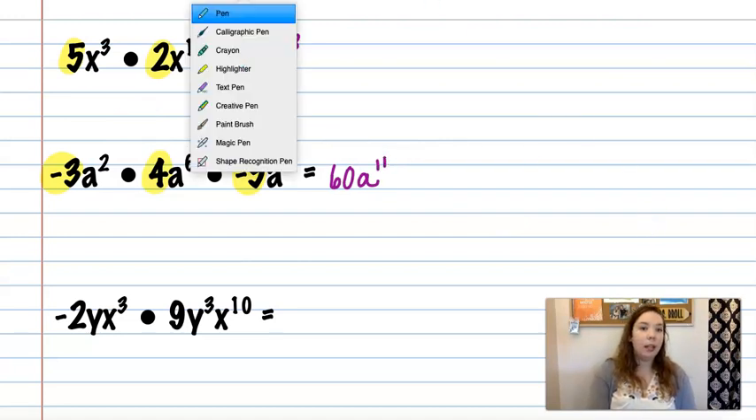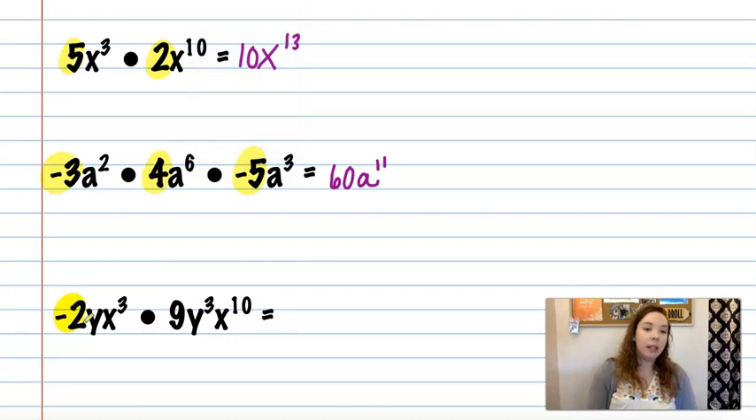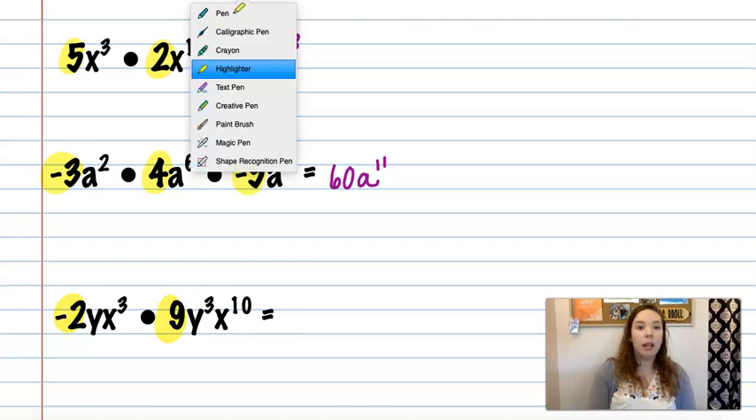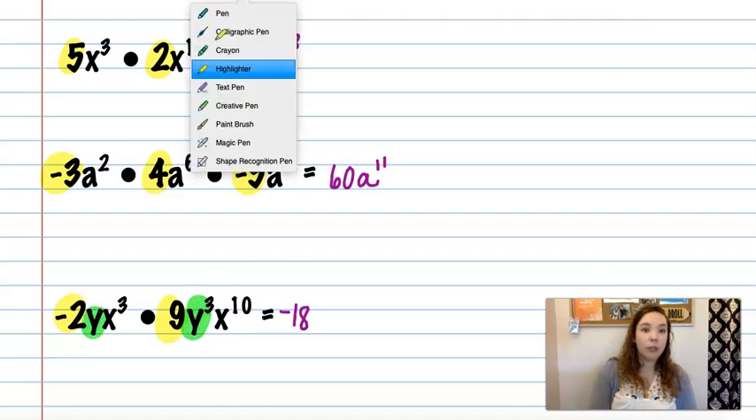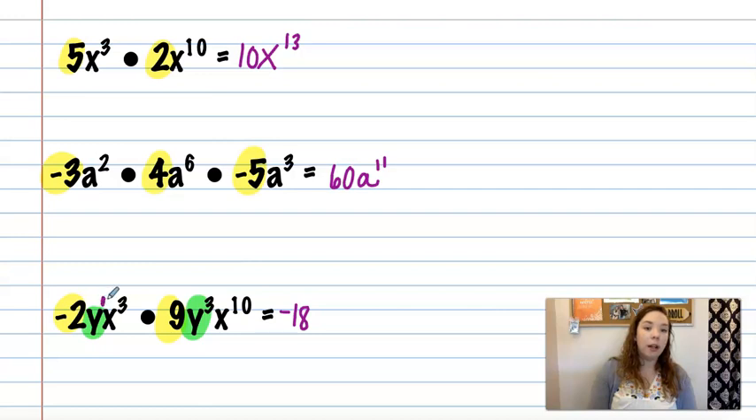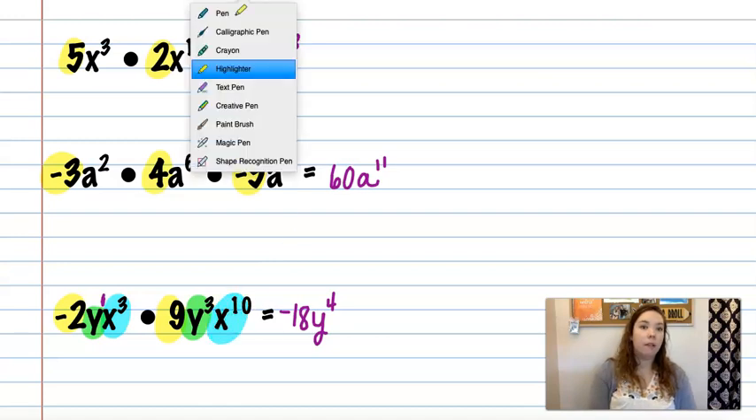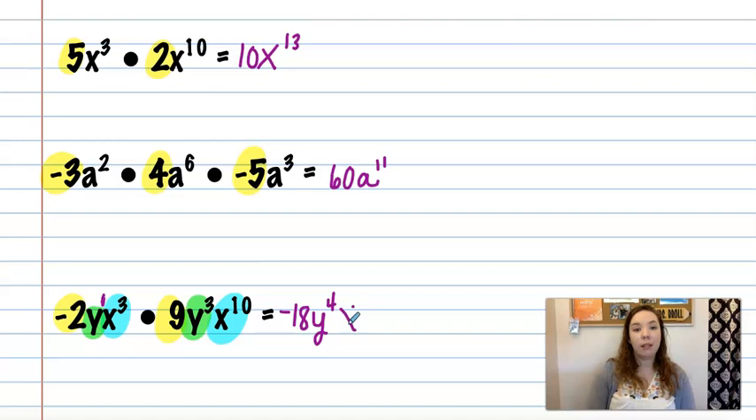Okay, again, you have to have the same base. So in this case, I have my coefficients. Negative 2 and 9 will give me negative 18. Then I'm going to do my x's and my y's separate from each other because they're different bases. So here I have y to the first. If there's not an exponent, it is a 1. And I have y cubed. So I'll have my y, 1 plus 3 is 4. Then I can do my x's separately because they're like terms, and I'll do x, 3 plus 10 is 13, okay?